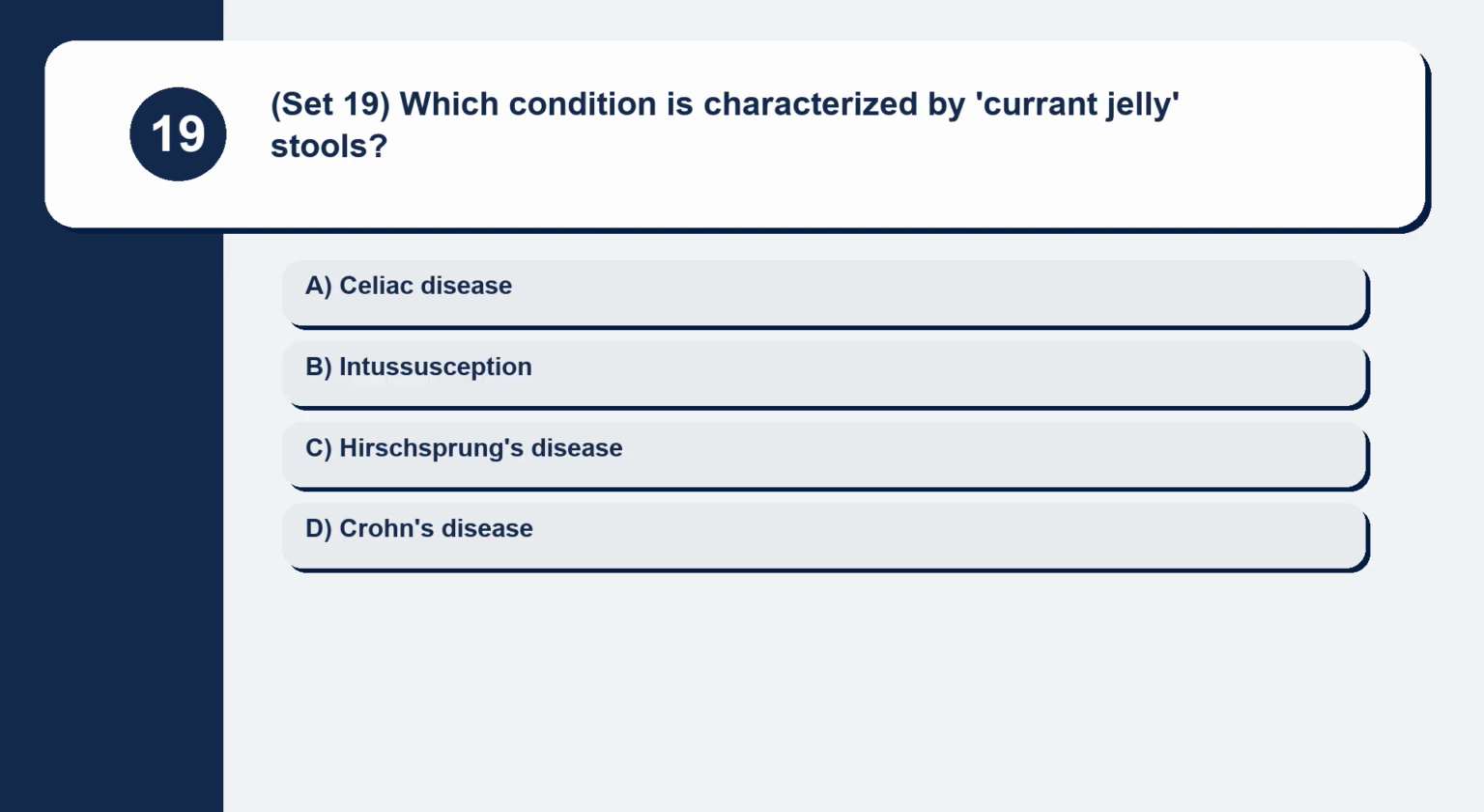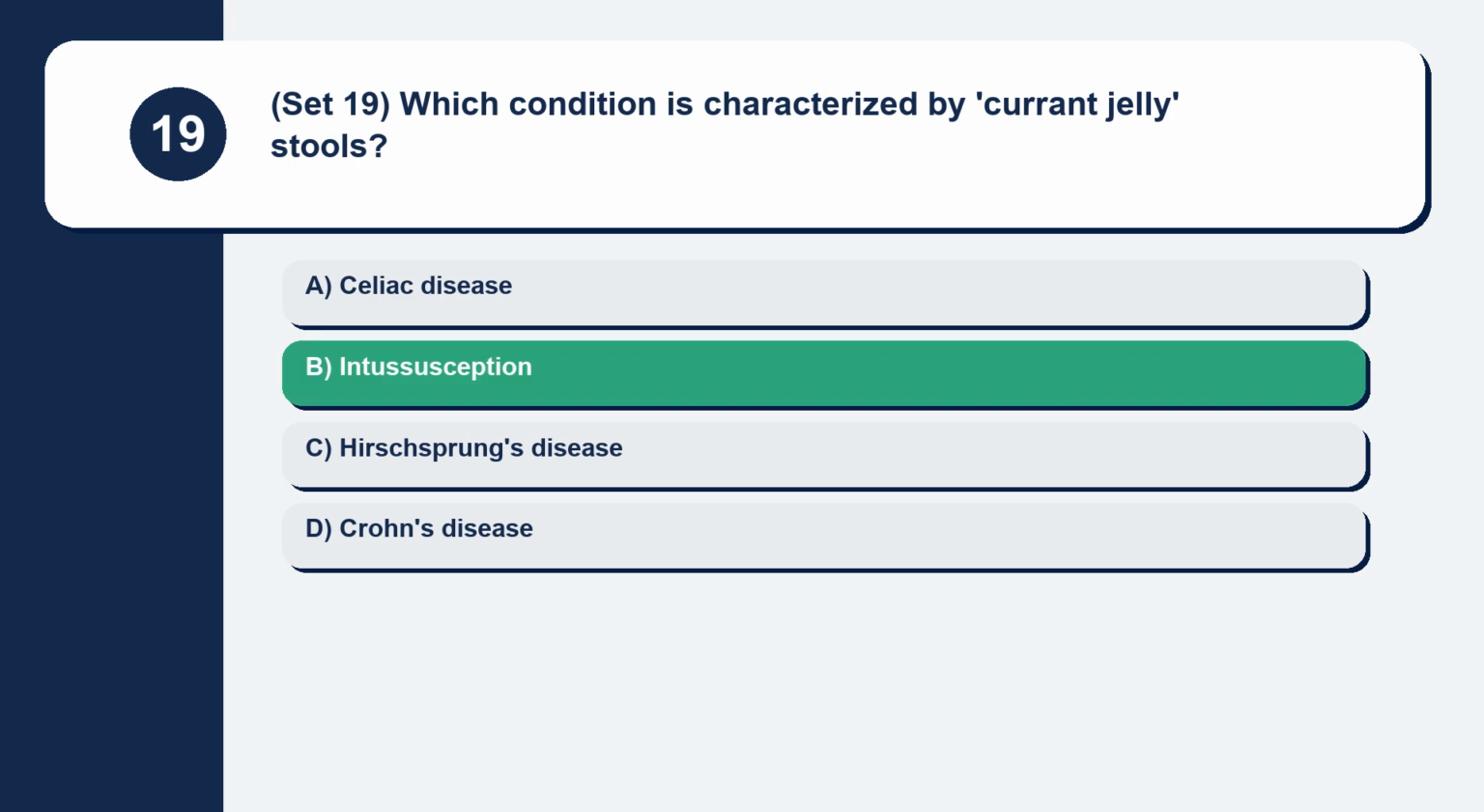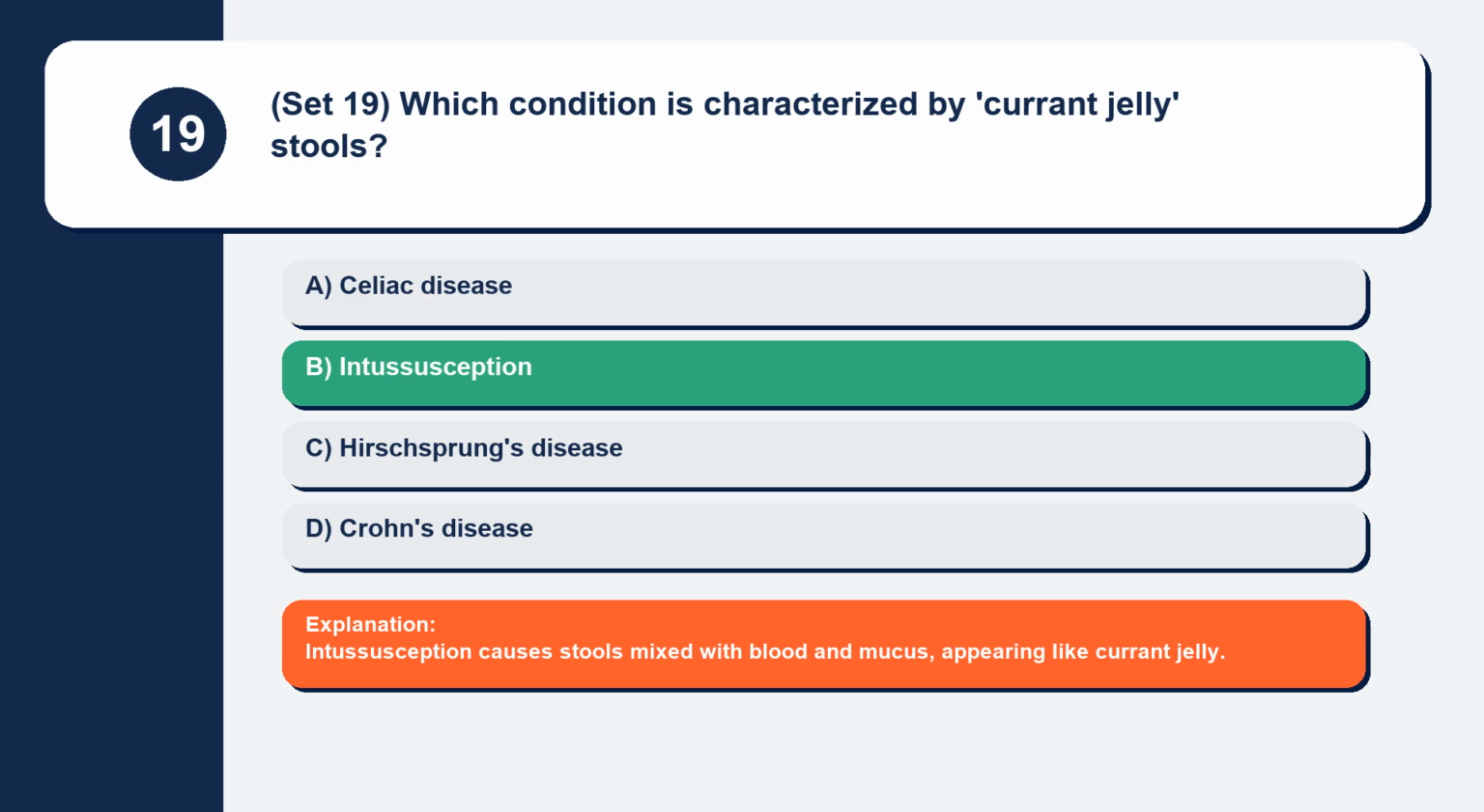Question 19. Set 19. Which condition is characterized by currant jelly stools? Celiac disease, intussusception, Hirschsprung's disease, Crohn's disease. Intussusception causes stools mixed with blood and mucus, appearing like currant jelly.